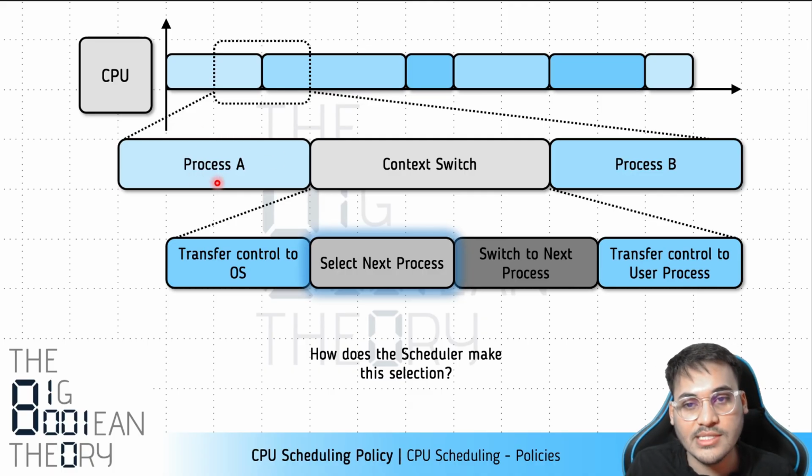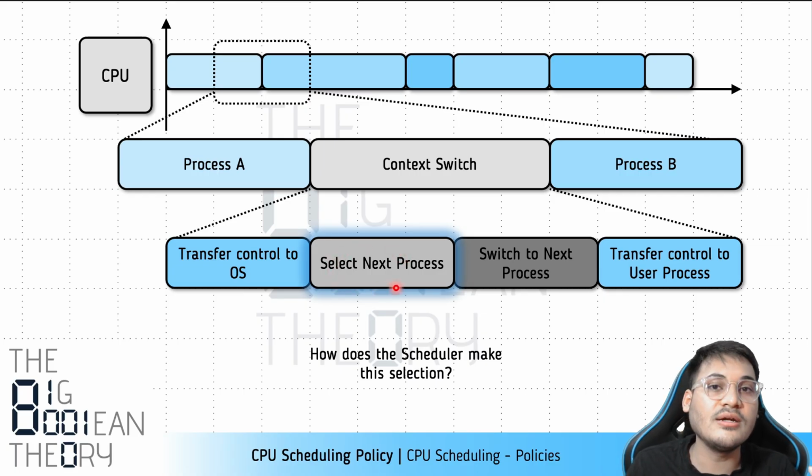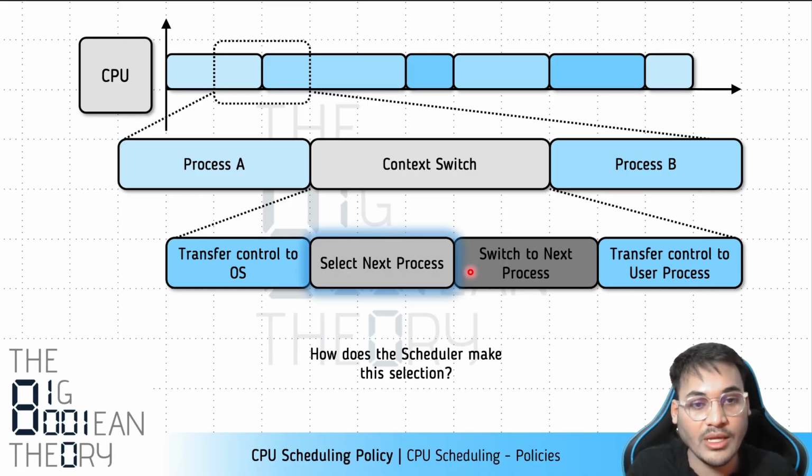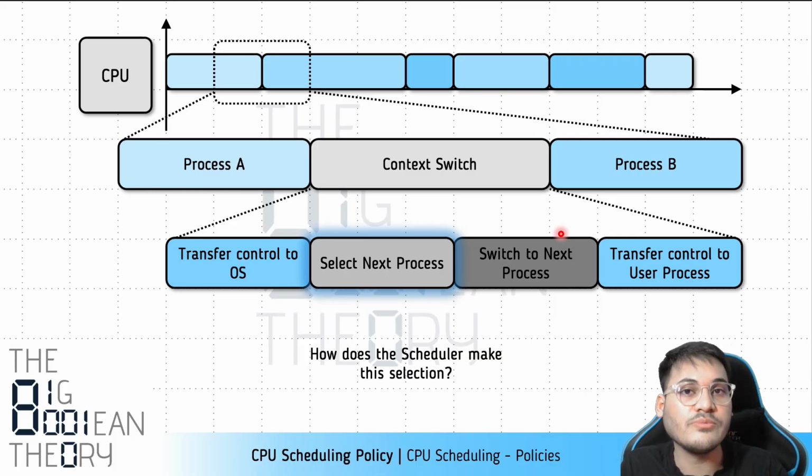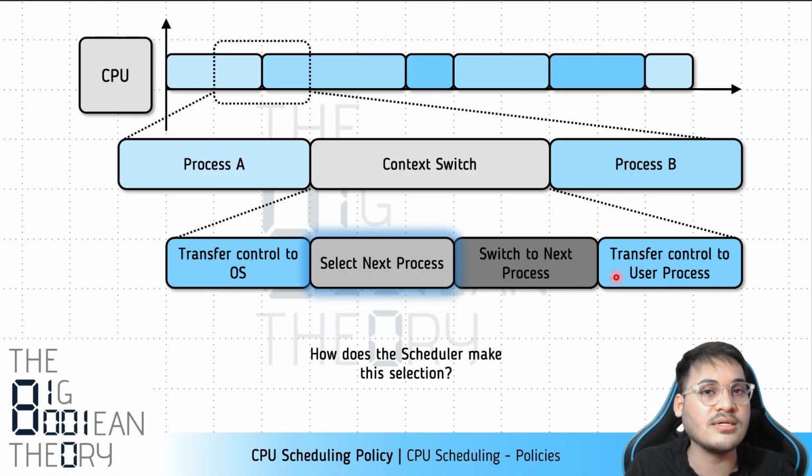When you're running process A and now the control is with the operating system, which process should get control of the CPU next? Will it be process B or some other process? That decision, that choice, is made here. This is what we are interested in this topic: how this choice is made. We are concerned with the decision-making process. Once the process has been selected, we make the actual switch from one process to the next. Here we switch the registers, and then we transfer the control to the user process. All of this we have discussed in the previous topic.